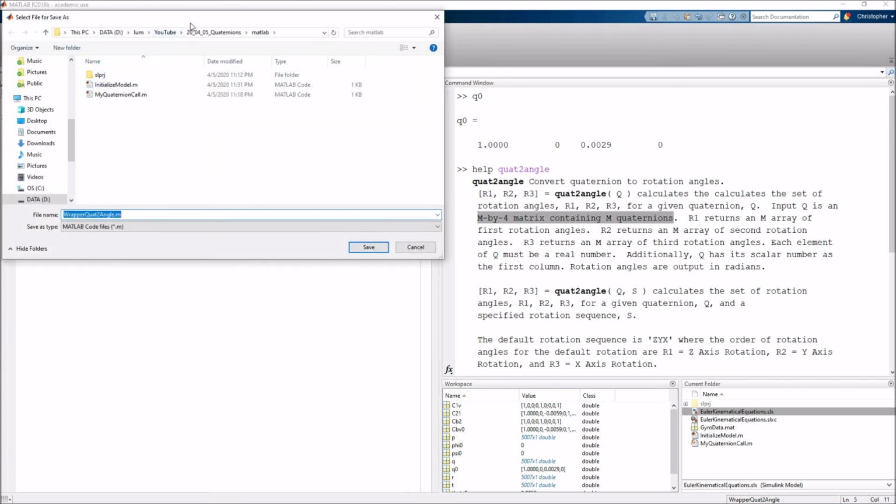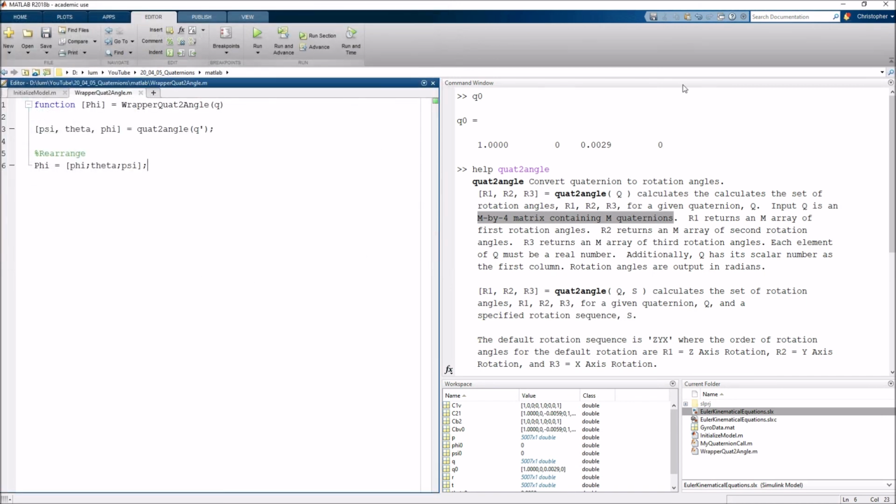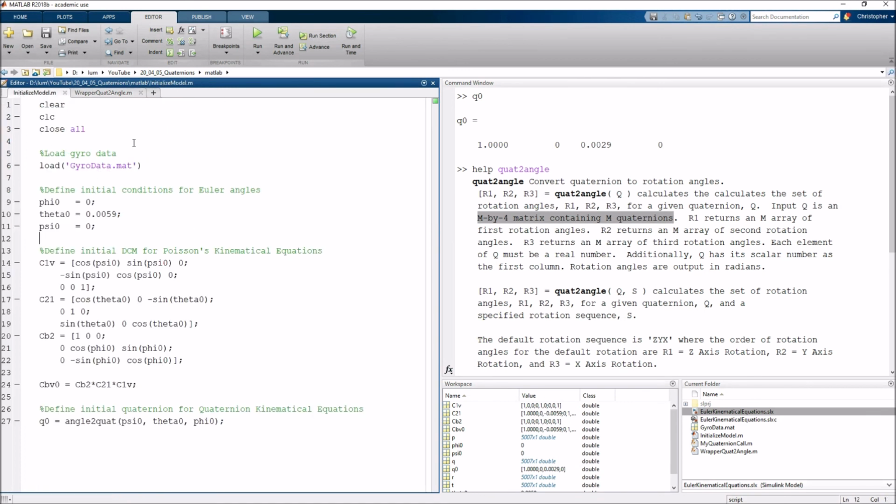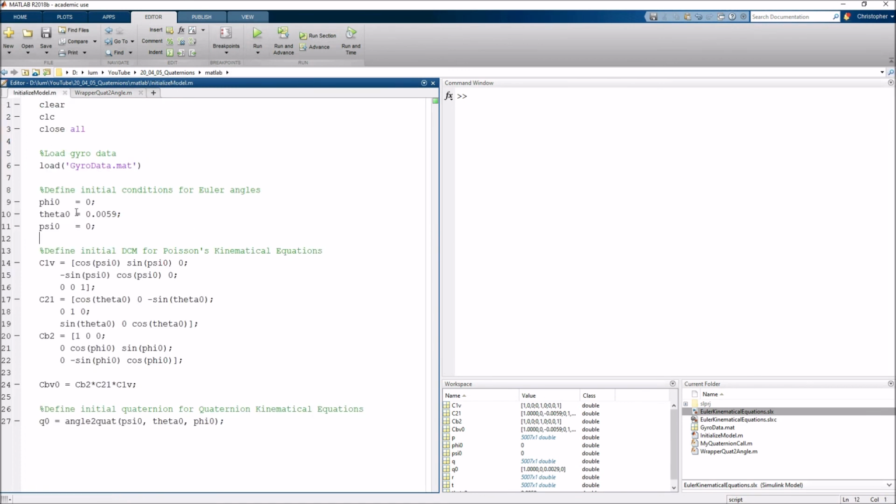And I'm going to put this in the same folder where I'm executing it. I'm going to call it wrapper quat-to-angle. I'll go ahead and hit save. And now, let's go back and we will clear everything and reinitialize everything. And, okay, I think that ran.